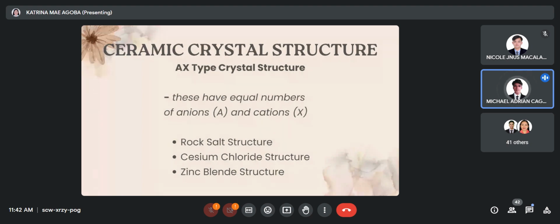The arrangement of X ions around the A ion can vary, and it's a way to classify the crystal structure. For example, in sodium chloride or yung table salt, A is the sodium ion and the X is the chloride ion. And they are arranged in a repeating pattern in a crystal lattice. So meron po tayong tatlong example ng AX-type crystal structure. Ito yung rock salt structure, cesium chloride structure, or zinc blende structure. Next po.